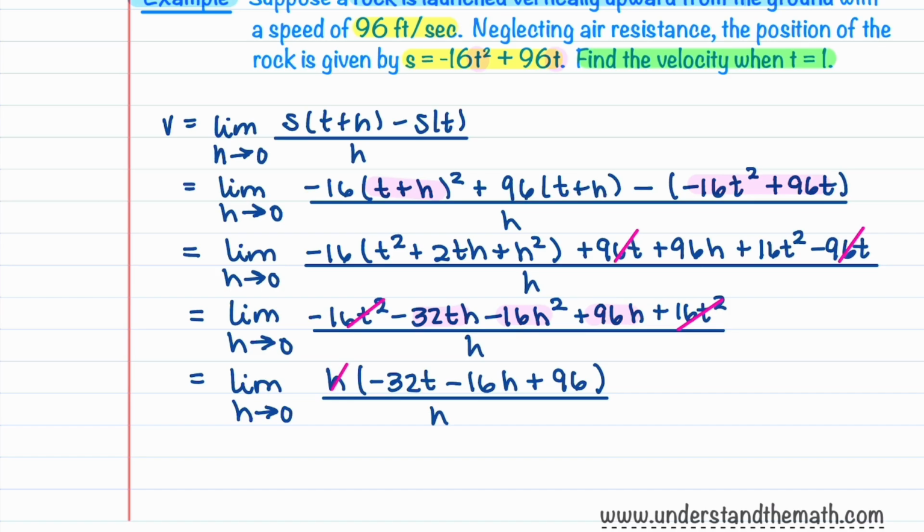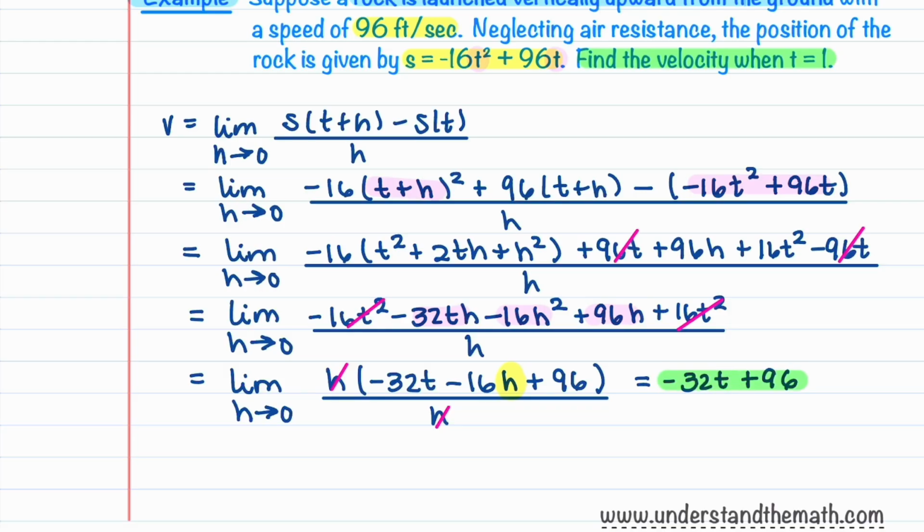We can cancel an h from the numerator and the denominator, and now we can go ahead and just substitute in that h is going to go to 0. So we have minus 32t plus 96. That is our formula for the velocity.